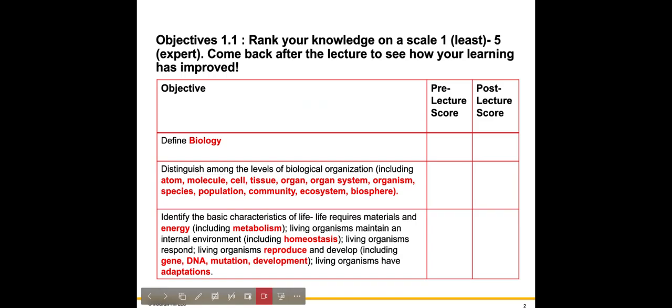So the first thing to look at here is that these are our objectives. If you want to take a moment, you can even pause this video and rank yourself with your knowledge on these objectives. Start with define biology: give yourself a score of 1, meaning you have no idea what that is, to 5, you think you are an expert, and do that for our other objectives. Then come back after this lecture section and rescore so that you can see where your knowledge has improved and maybe the part that you need to go back and review.